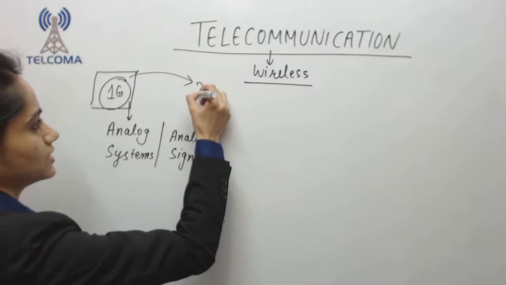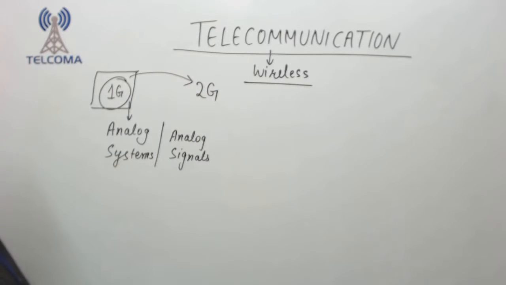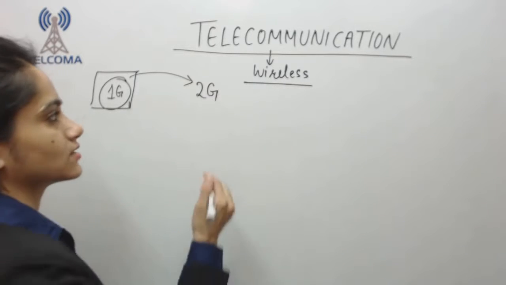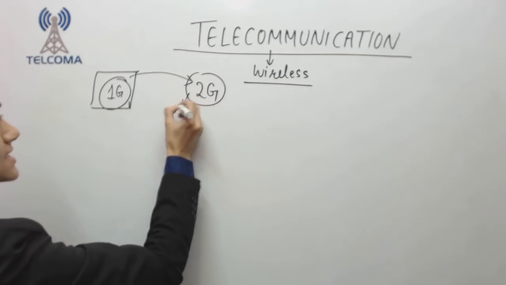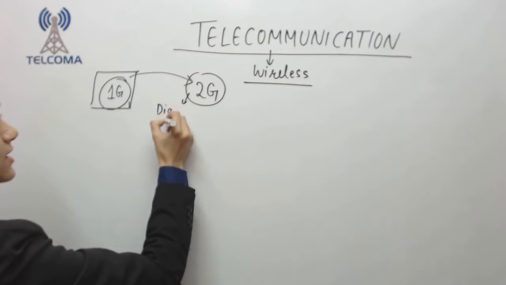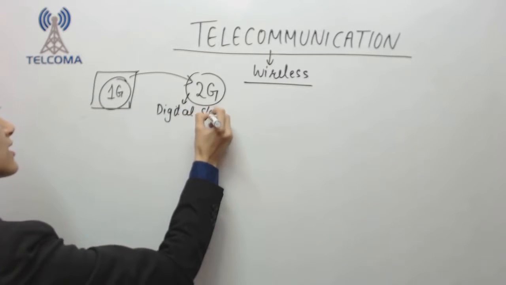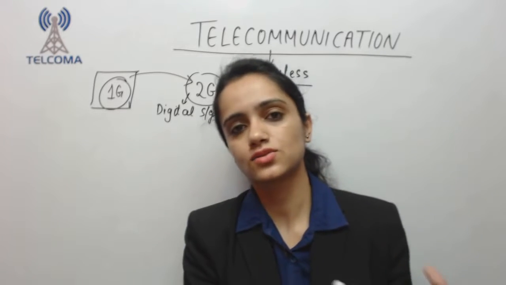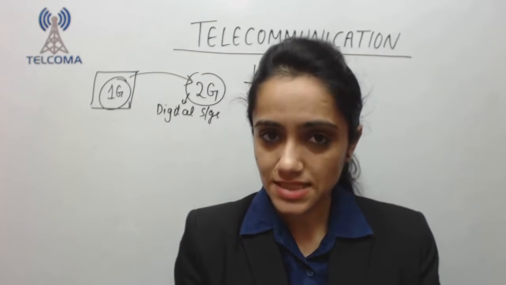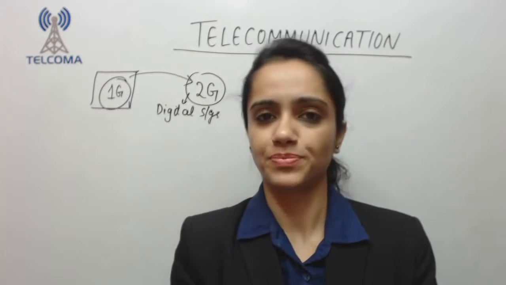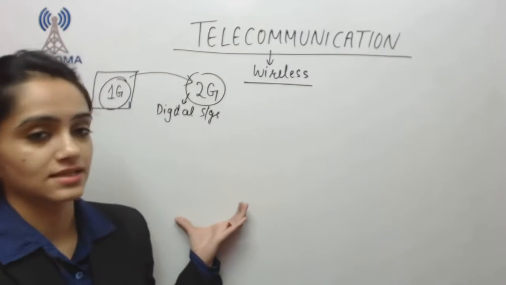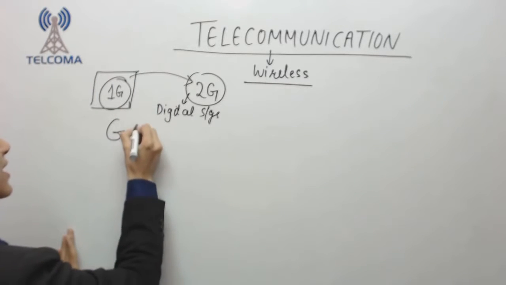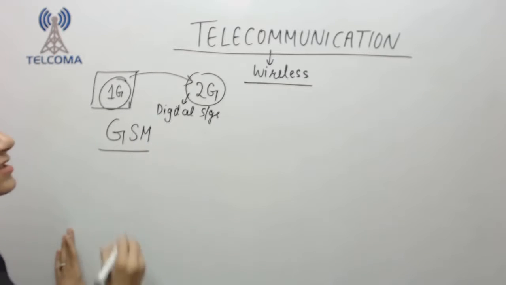After that, we have to move to the digital era. So for the digital era, we have the second generation. That means 2G is a digital technology. It uses digital signals. They converted analog signals to digital and digital to analog. Because digital signals are able to cover a long distance, we use digital signals in the second generation. For the second generation, we have the technology GSM.